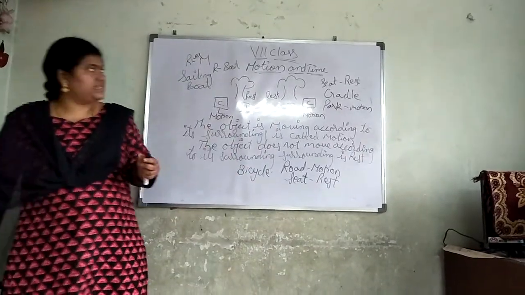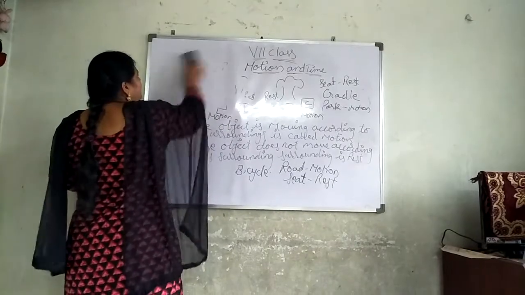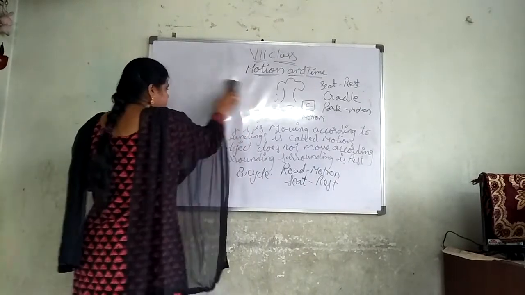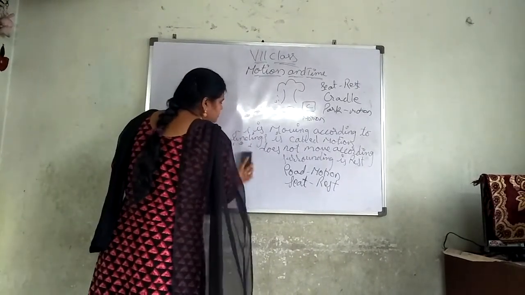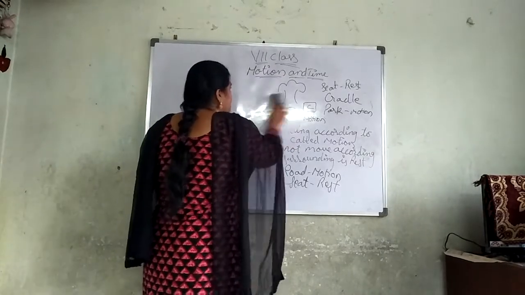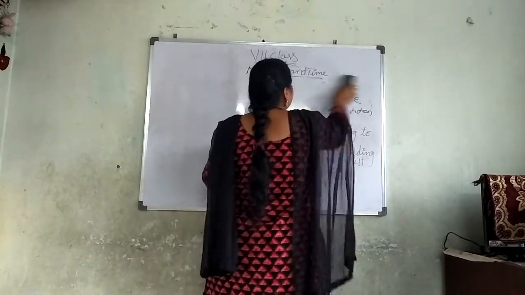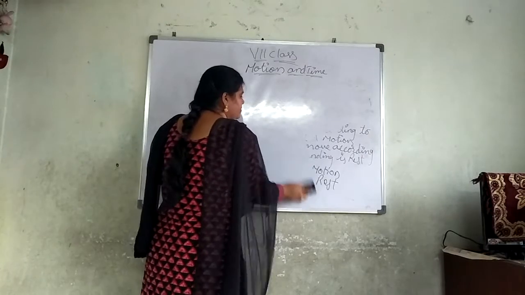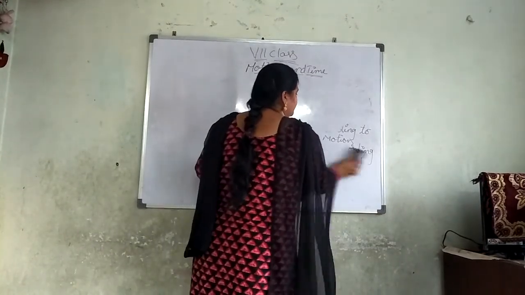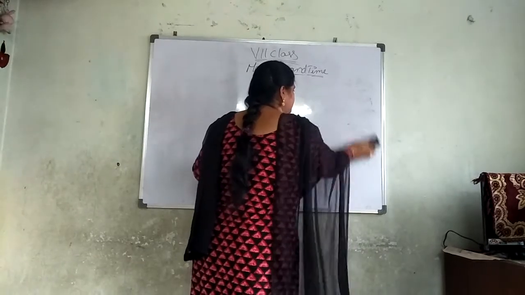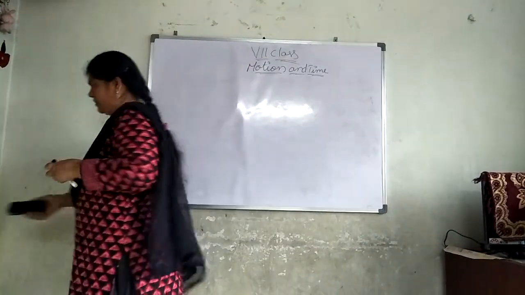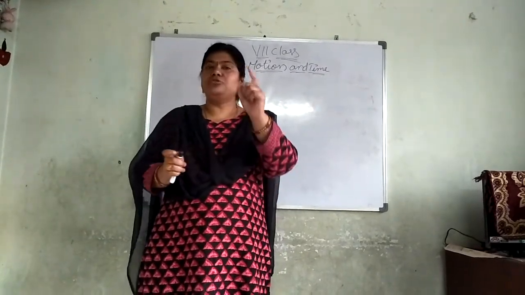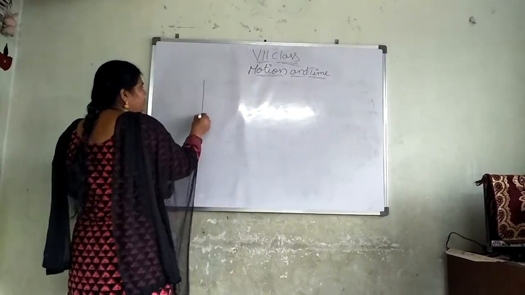Next, motion. How many types are there? We are having 7 types of motions, but today we are going to learn about 2 types of motions. Here I will draw a table. Try to see here.